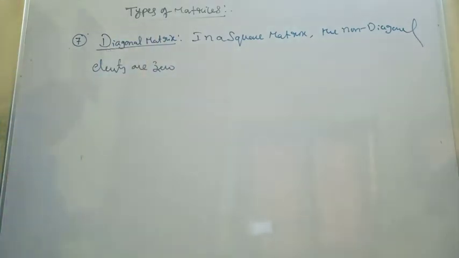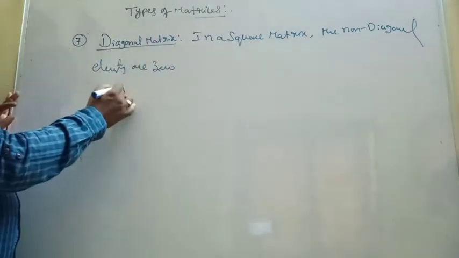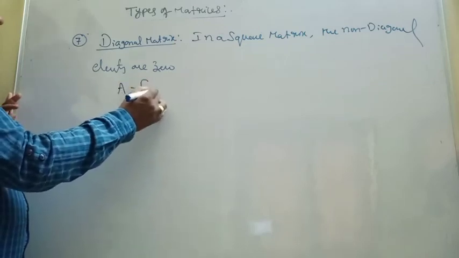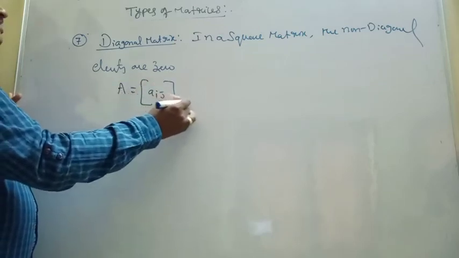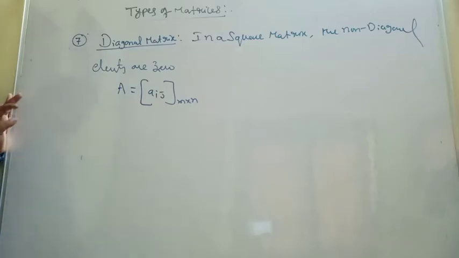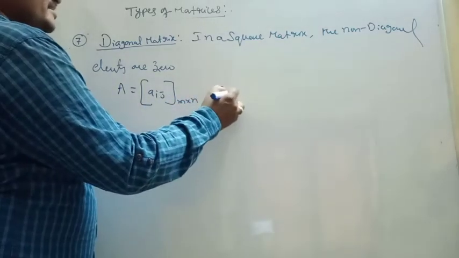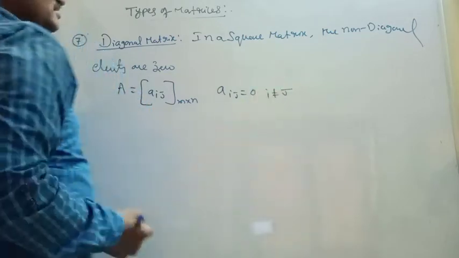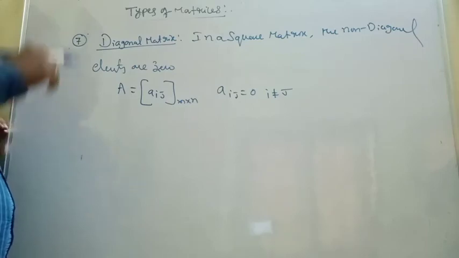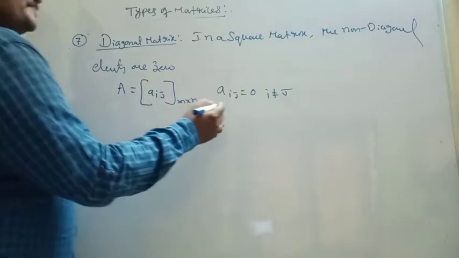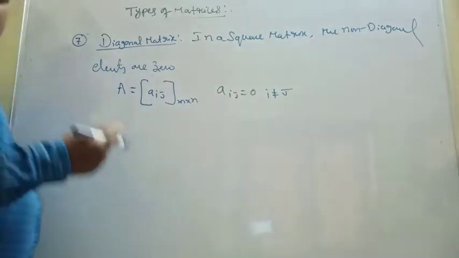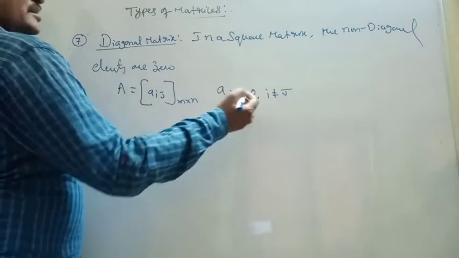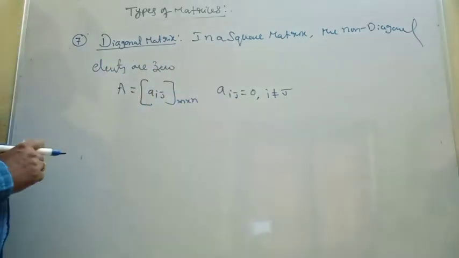Right? How we will define this is, suppose you have a matrix A as Aij, which is m by n, such that Aij is equal to 0 when i is not equal to j. When i equals j, you will get diagonal elements, they are not 0. Such a matrix you call a diagonal matrix.